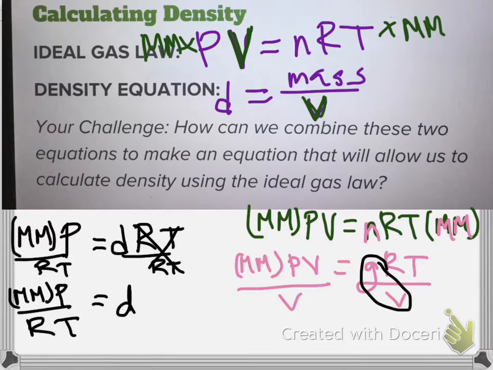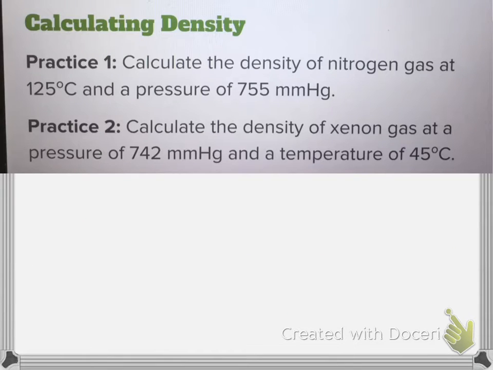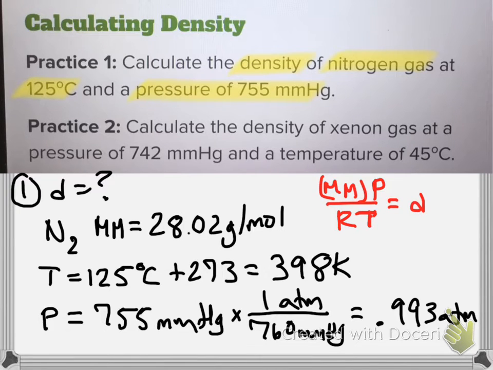Okay, so now let's try some practice. So go ahead and pause the video and try and do this practice on your own. So in question 1, we are looking for density. We are given nitrogen gas, that's N2, so we know its molar mass from the periodic table. We are given temperature in degrees Celsius. We need to convert it into Kelvin. We are given pressure in mmHg, and we need to convert that into atm.